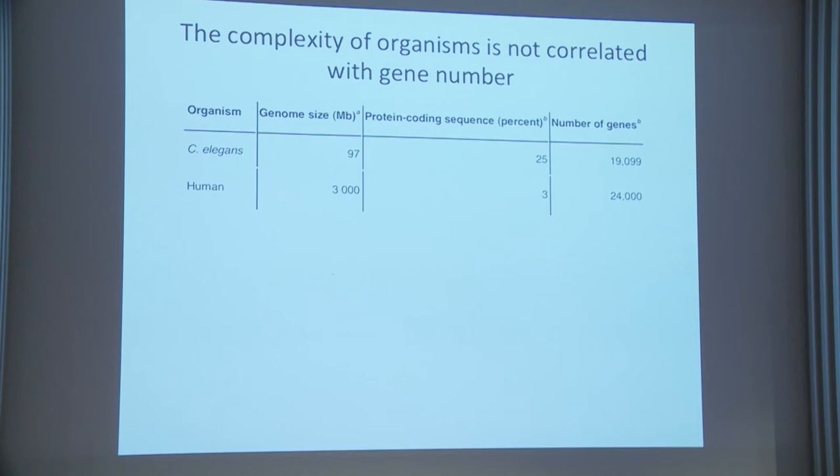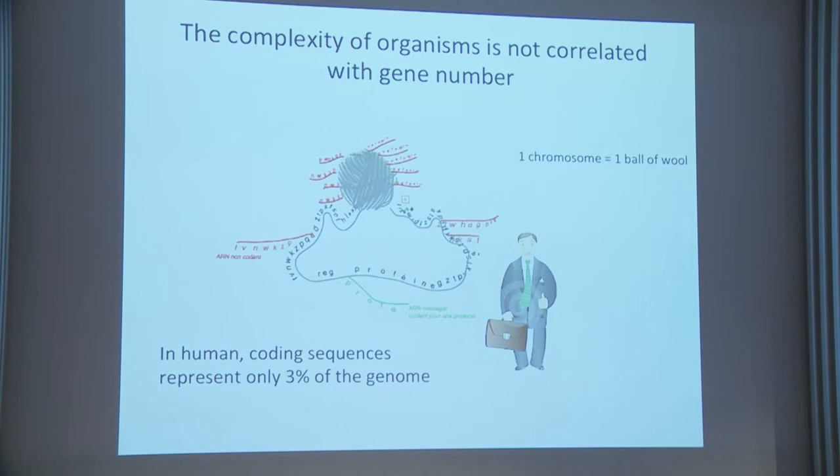However, it is inversely correlated with the percentage of coding sequences. The fewer coding sequences you have, the more complex the organism is. In fact, in human, 97% of the genome is non-coding. All the proteome that you heard about this morning represents only 3% of the genome. The rest is non-coding. So this could be a human chromosome. The coding part is here in red, and all the rest is non-coding.